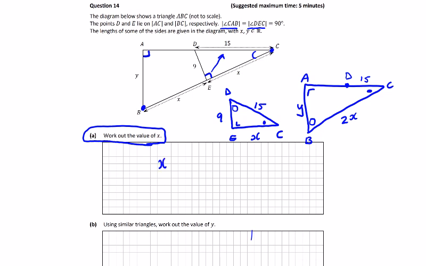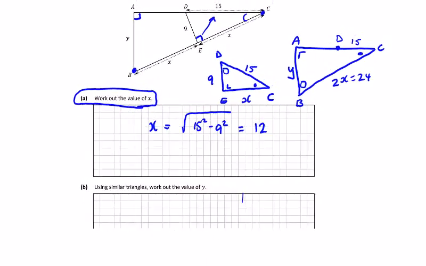So for x, we have Pythagoras in the first triangle. We have the diagonal as 15, so 15 squared minus 9 squared gives us x. So that's the square root of 144. That's going to work out to be an even 12. So now I can make 2x equal to 24. And on part B, I can use similar triangles to work out the value of y.